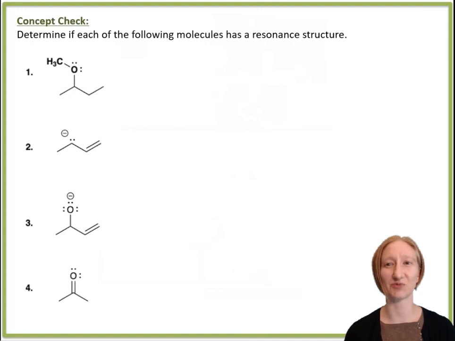Using the guidelines on the previous slide, determine if each of the following molecules has a resonance structure. Okay, in the first case, we don't have either of the situations described on the previous slide. And if we think, oh, oxygen has a lone pair, so I can form a new pi bond, well, when you try to do that, you get only Texas carbons. So there are no resonance structures of this first molecule.